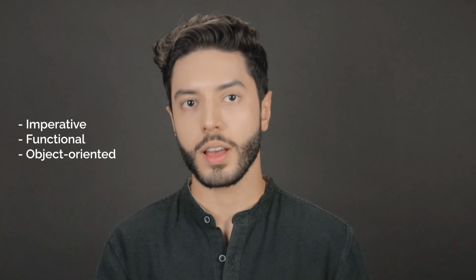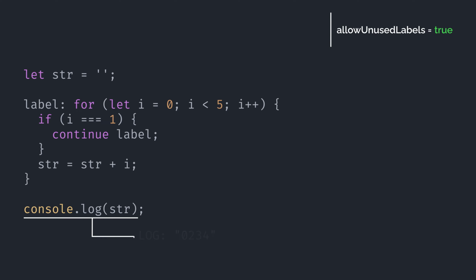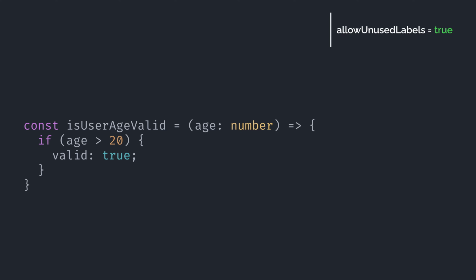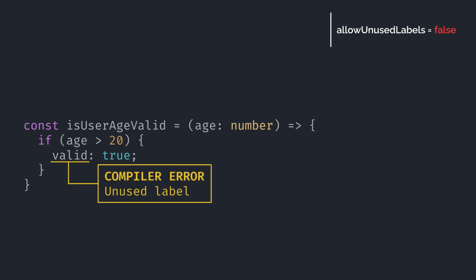JavaScript is a multi-paradigm programming language. It's imperative, functional, and object-oriented. Being an imperative language, it supports labels, which are kinda like checkpoints in your code that you can jump to. Labels are very rarely used in JavaScript, and the syntax to declare a label is very close to the syntax to declare a literal object. So, most of the time, developers accidentally declare a label thinking that they are creating a literal object. To prevent that, we can set allowUnusedLabels to false, which will raise compiler errors if we have unused labels.